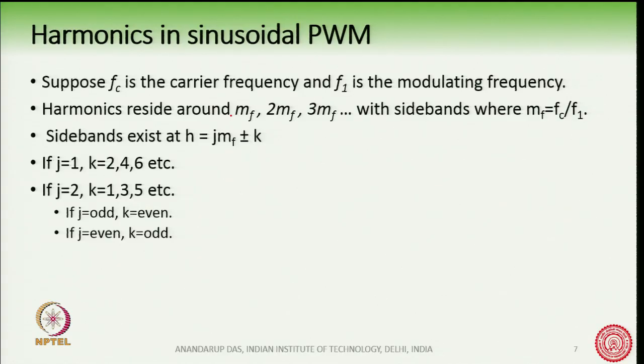Now, this is the main harmonic that exists, but we also have side bands that exist at j mf plus minus k positions. What are the values of j and k? If j equal to 1, k equal to 2, 4, 6, and if j equal to 2, then k equal to 1, 3, 5, etc., which means in general if j is odd, k is even, and if j is even, k is odd.